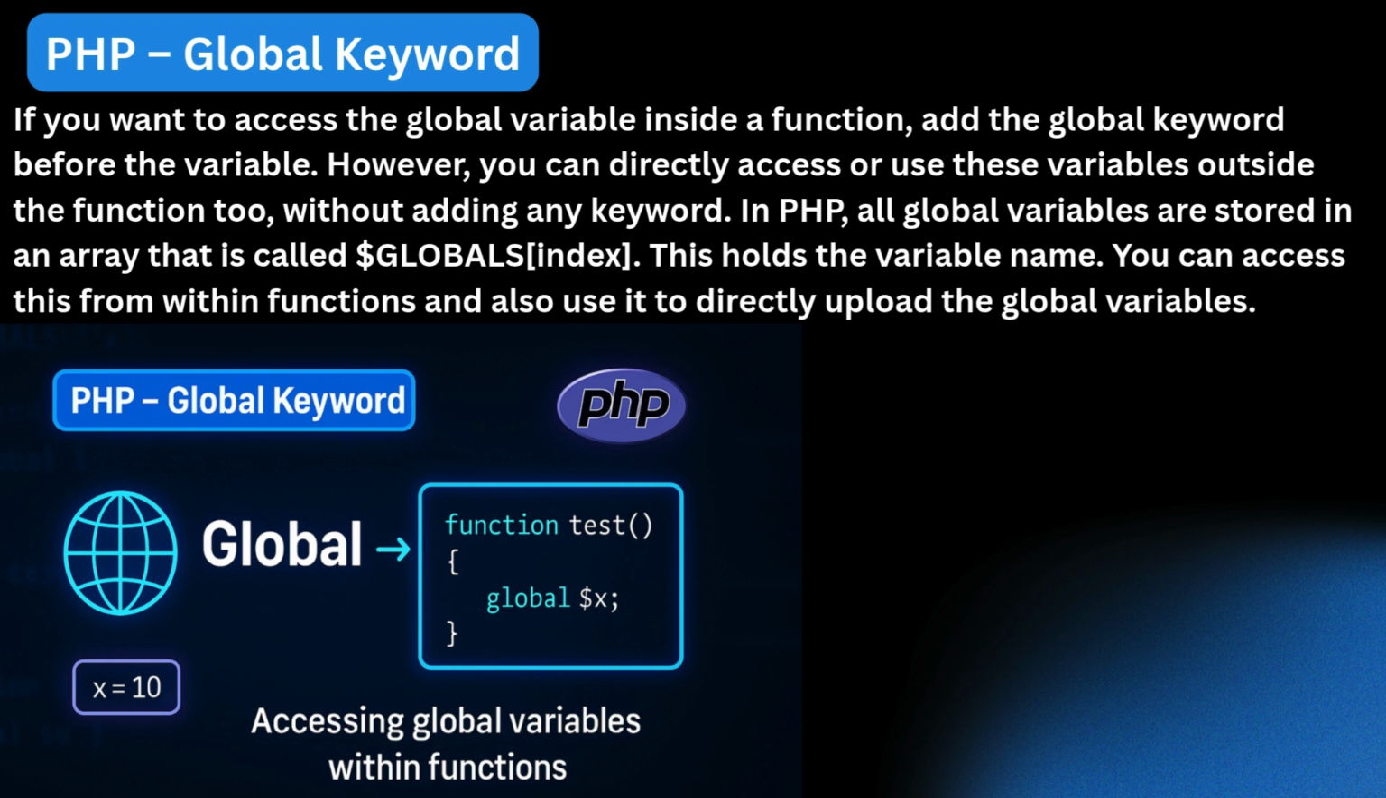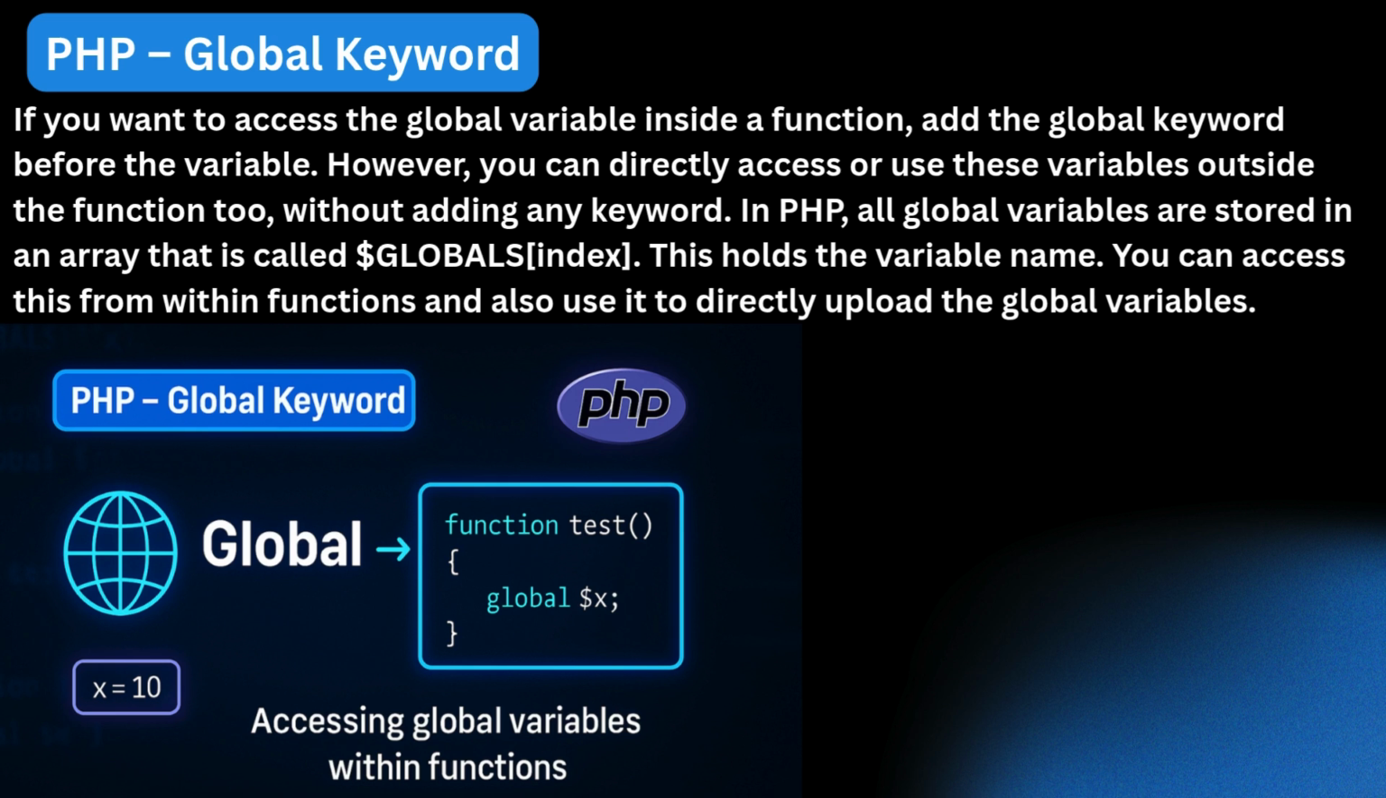However, there's another interesting thing to know. In PHP, all global variables are automatically stored inside a special superglobal array called $GLOBALS. This array holds every global variable in your program, and each one can be accessed using its variable name as an index. For example, $GLOBALS['x'] refers to the same global variable $x. This means you can also use $GLOBALS to access or modify global variables directly, even from inside functions, without needing to write the global keyword. For example, function test, echo $GLOBALS['x']. This will output the same value as before, 10.